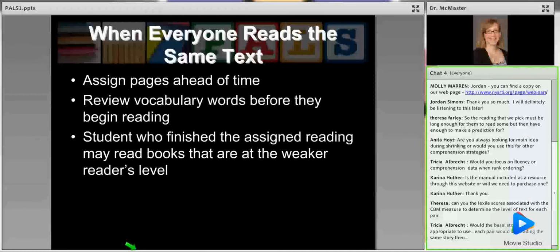And then you might want to have a plan for kids who finish the assigned reading ahead of time. You might have some other books on hand that are at the weaker readers level that they could choose to read if they finish before everybody else is done. So hopefully that gives you some idea of what to do with same text.